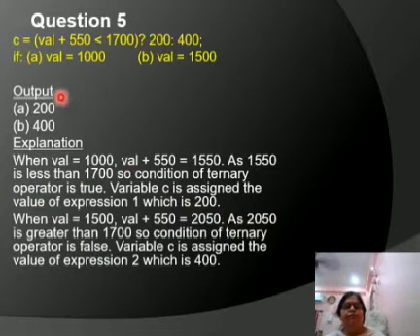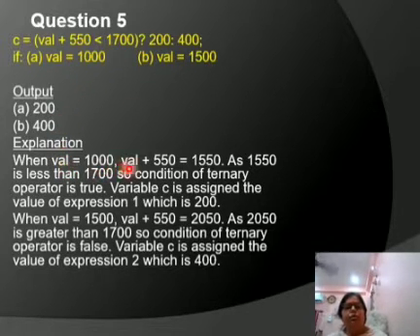Now see question number 5. In this we have c is equal to val plus 550 is less than 1700, and the answer will return 200 or 400. It is an int. See first, if val is 1000, plus 550, what will it become? It will become 1550, which is less than 1700. So the output will be the value adjoining your ternary operator, 200. In the second case, val is 1500, so the condition is false, and your output will be 400.